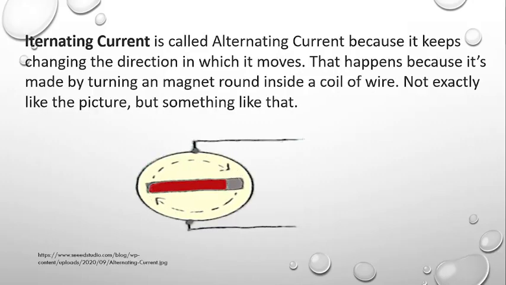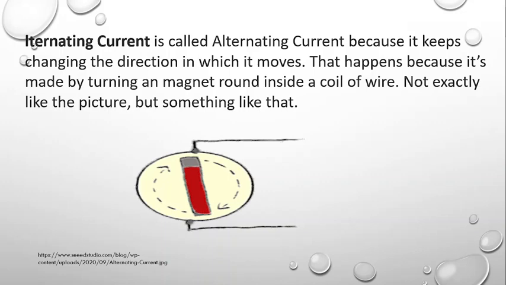Let's begin. Today we are going to talk about alternating current, and first of all let's discover what it means. Alternating current is called alternating current because it keeps changing the direction in which it moves. That happens because it's made by turning a magnet round inside a coil of wire. Not exactly like the picture, but something like this.